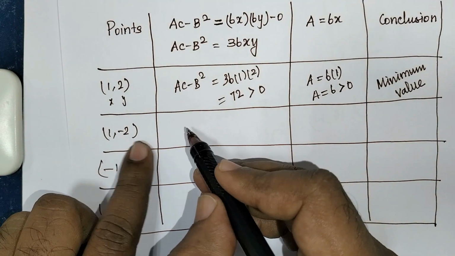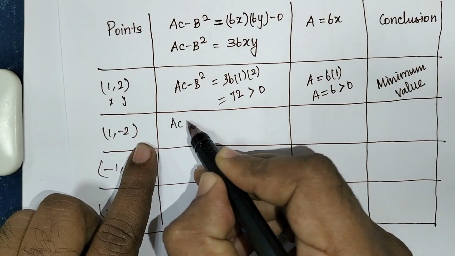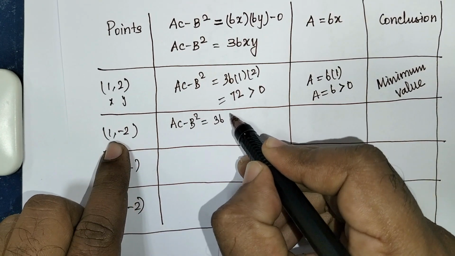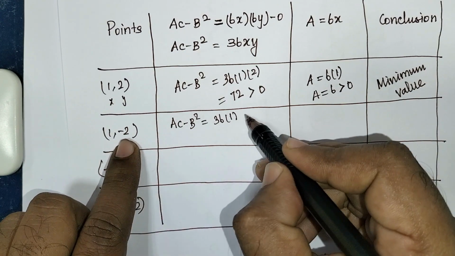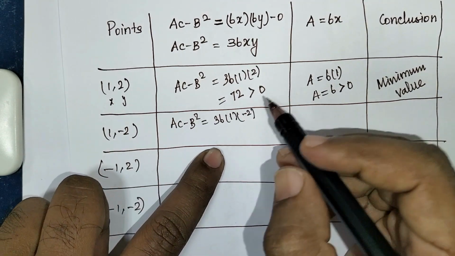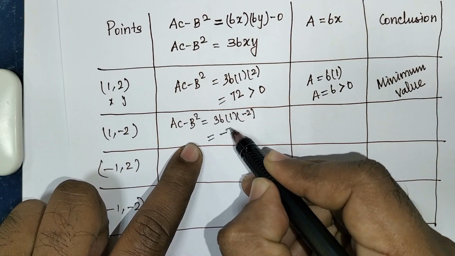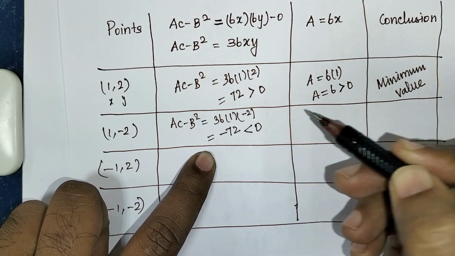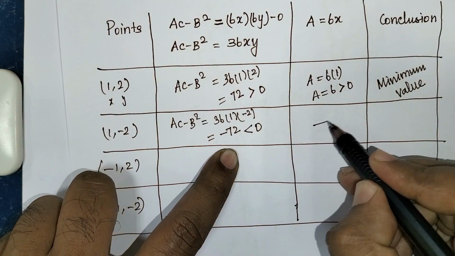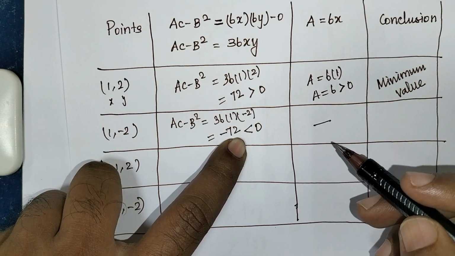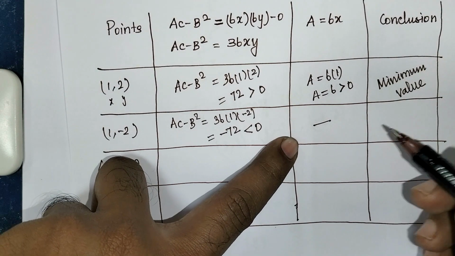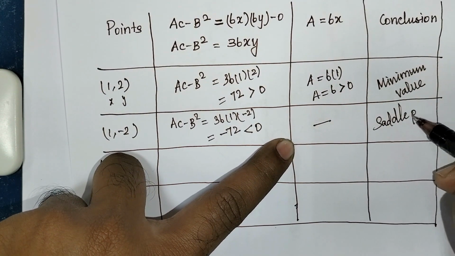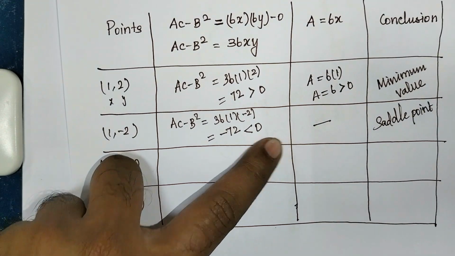Next point. AC minus B square equal to 36, here x equal to 1 and y equal to minus 2. I will get minus 72. Minus 72 is less than 0. No need to find A because, as I already said, if it is less than 0, no need to find A. It is a saddle point. I gave the condition, the procedure itself.